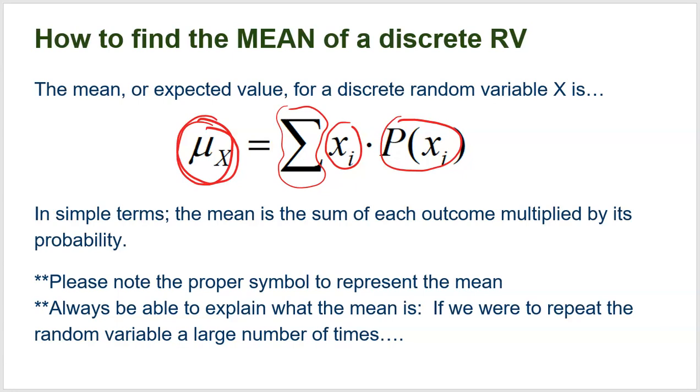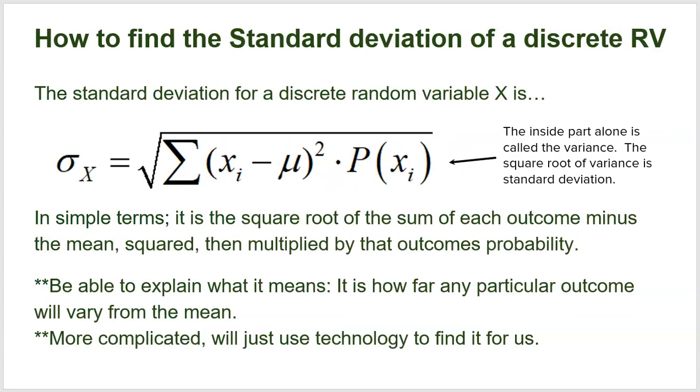And I'm actually going to teach a little shortcut to do the work for you. But anyway, the most important thing is that you know how to explain what a mean is. It's what we would expect after a large number of trials of the random variable. All right, so the mean is very simple to do. Most kids actually do it by hand. It's literally just outcome times probability plus outcome times probability plus outcome times probability. Very easy. But what about the standard deviation?